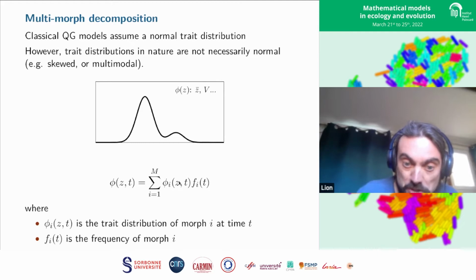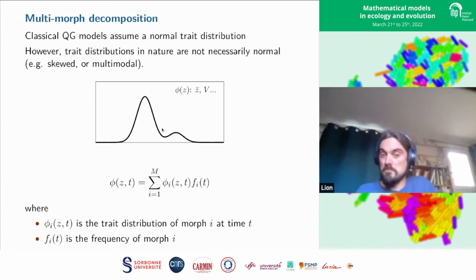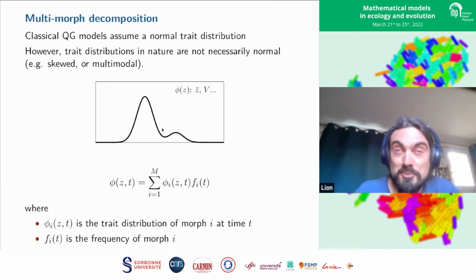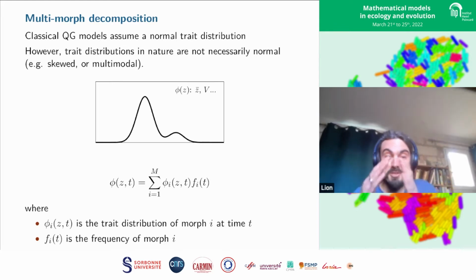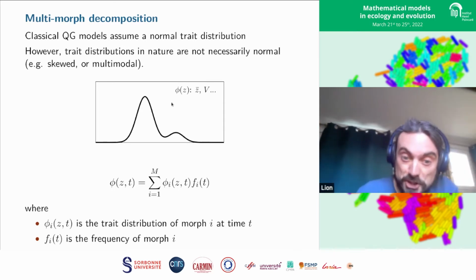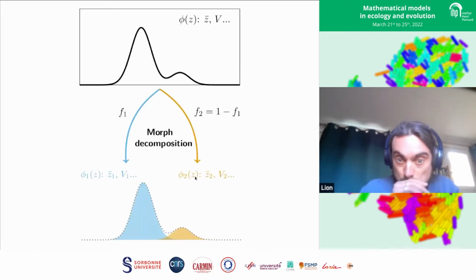I should hasten to say that we can also take this approach assuming two overlapping morph distributions. That is what we would have in mind if we want to know how, starting with two morphs that are very close, disruptive selection will move the peaks apart. We can start with simulations where we have two overlapping distributions. But okay, this is our starting point.